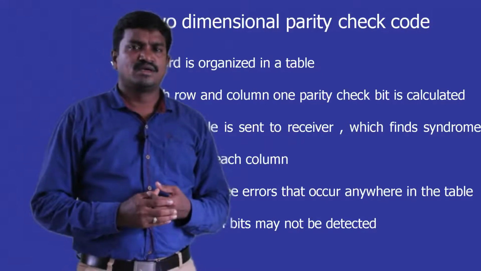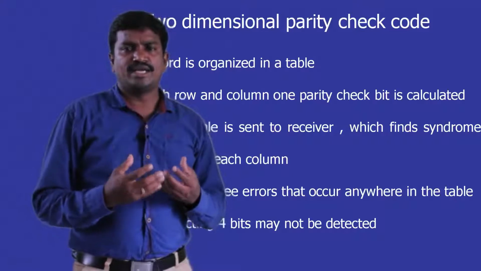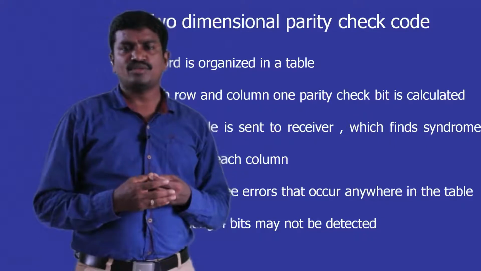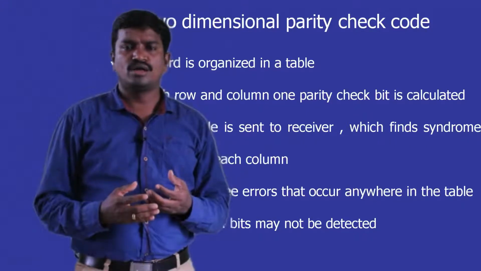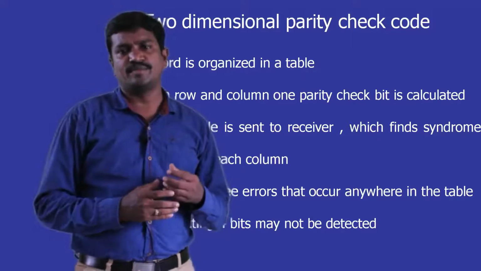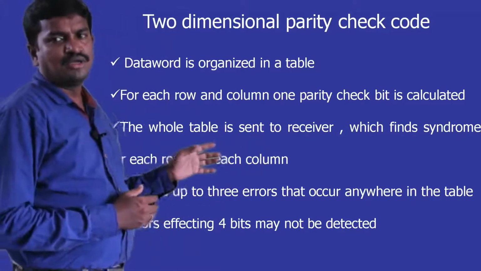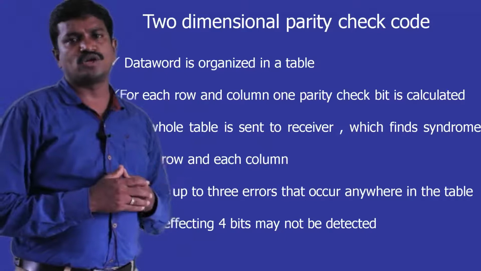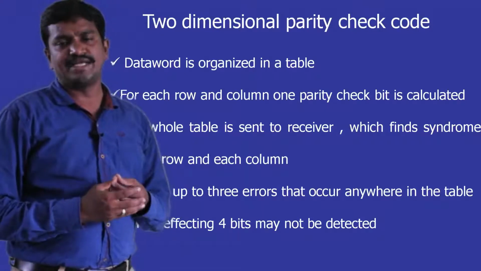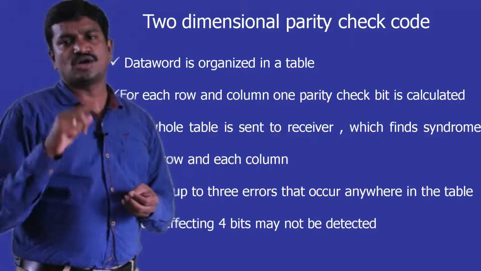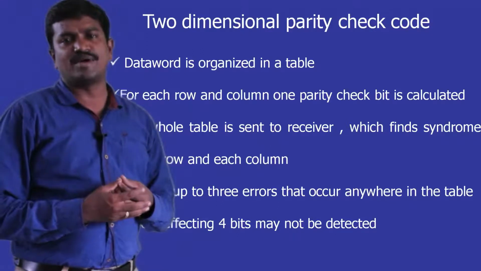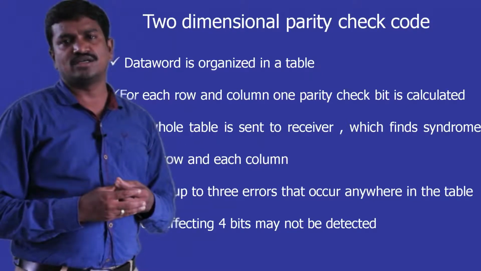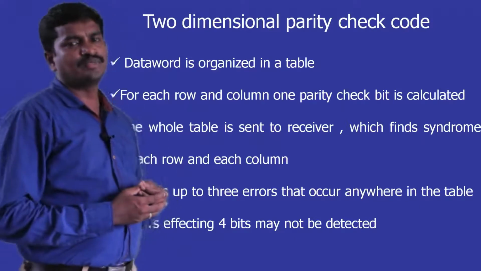But in this case, we take more blocks and form a table, and on that table we calculate the parity, not on only one data unit. So I repeat, in this methodology data is organized like a table, and once a table is formed you have rows and columns. Parity is calculated row wise and column wise, so that we get more parity bits. These parity bits are sent along with the tabular data, so that the receiver can find the syndrome.